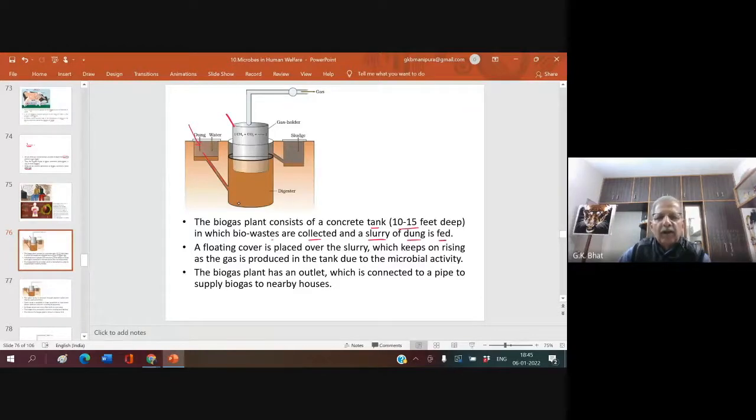The biogas plant has an outlet, which is connected to a pipe to supply biogas to nearby houses, to the kitchen, for either cooking or lighting purposes. I hope it is clearly understood. The gases produced are methane and carbon dioxide.